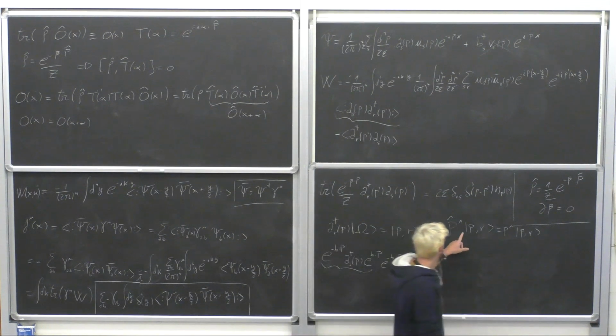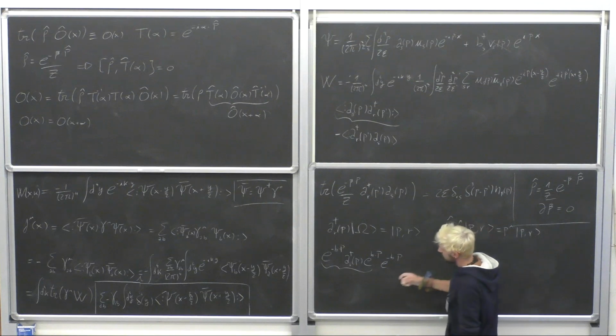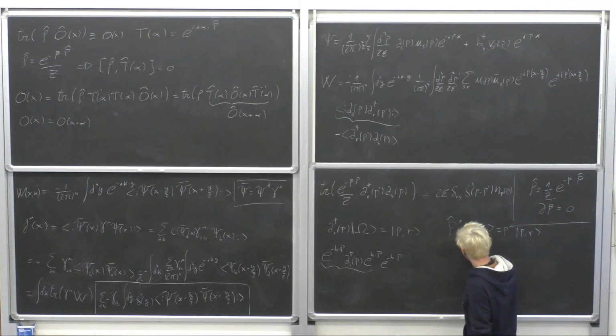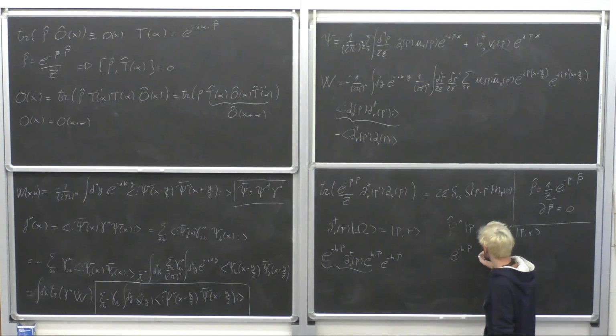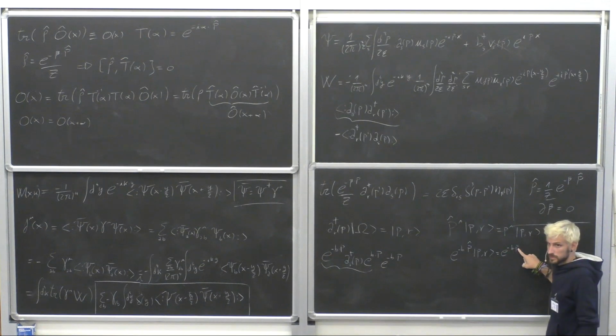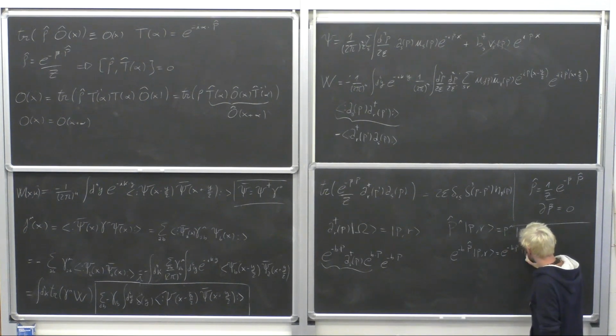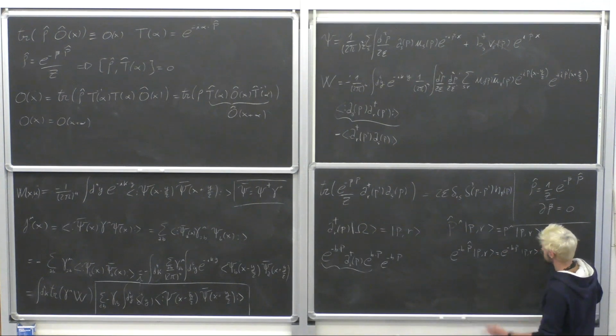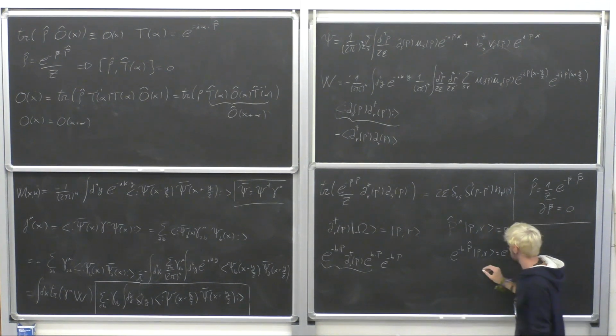Now, the transformation rules of this follow from this property here. In fact, if I compute e^{-βP} acting on a state with definite momentum, this is e^{-βP}, the eigenvalue, times the state |p, r⟩. But this is just this quantity here. And since the vacuum is translational invariant, I can also write this as follows.